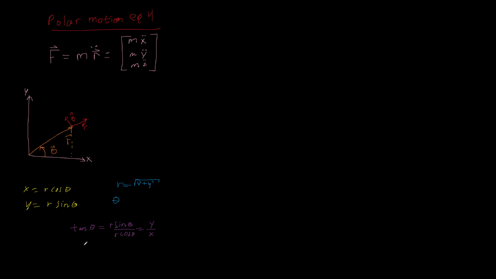And well, what does this give us? We can isolate theta by taking the arctangent of y over x, provided x is not equal to 0, of course, right? Which also would put some restrictions on theta. We won't worry about that for now. So now that we have these, let's think of deriving our equations of motion.